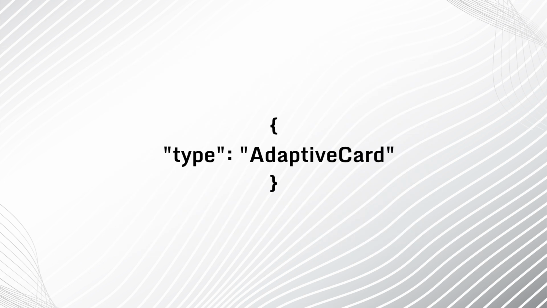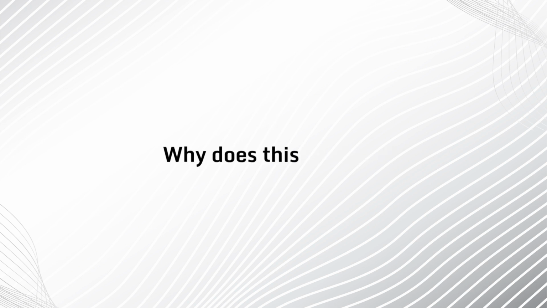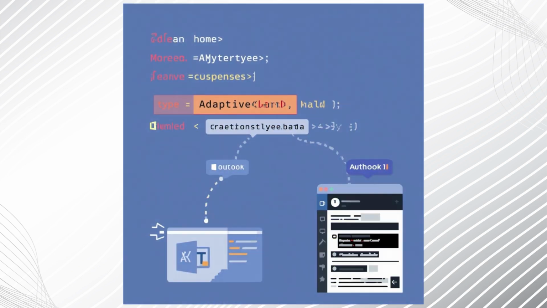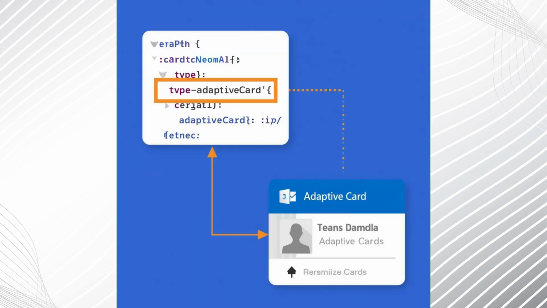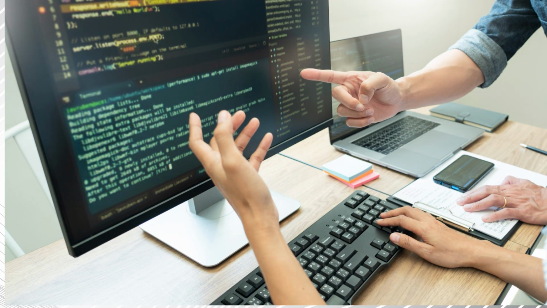The purpose of the type property is to identify this JSON object as an adaptive card. Its value is always set to adaptive card. Why does this matter? When a host application like Microsoft Teams, Outlook, or a custom app receives JSON data, it needs to know what kind of data it's dealing with. The type property acts as an identifier that tells the application, this is an adaptive card, render it accordingly.